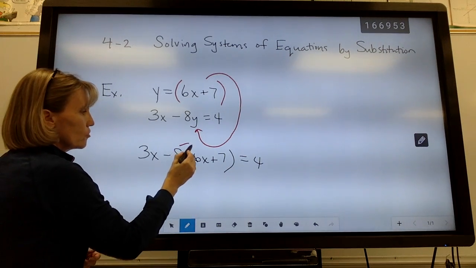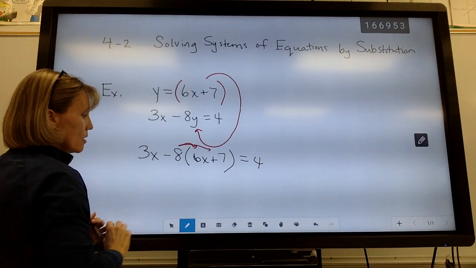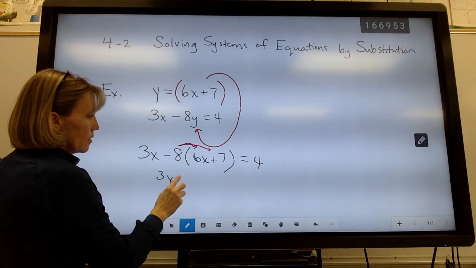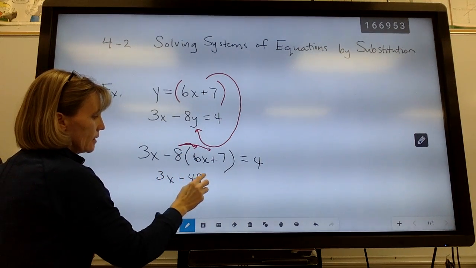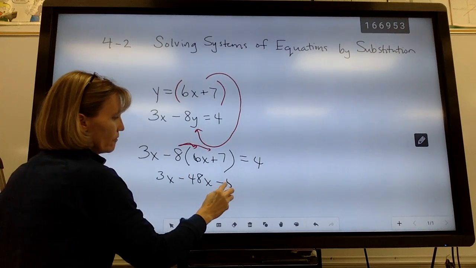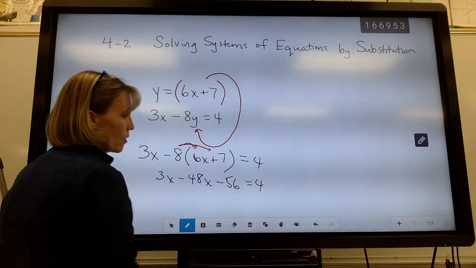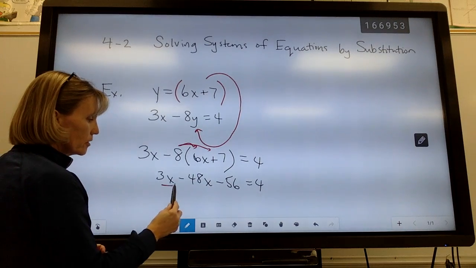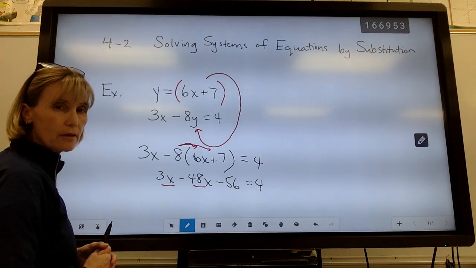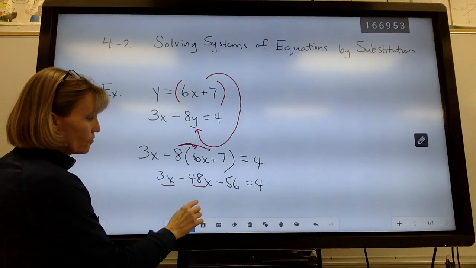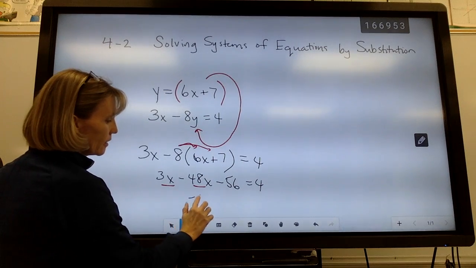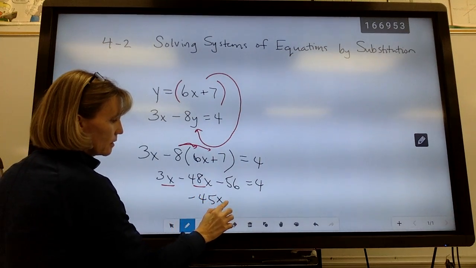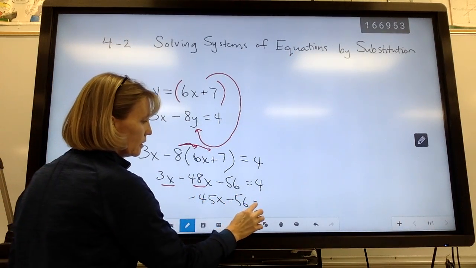I would have to distribute here. So I would say 3x minus 48x minus 56 equals 4. I can combine like terms that I have here. These are like each other. They're on the same side of the equation. So 3 minus 48 is a negative 45x minus 56 equals 4.